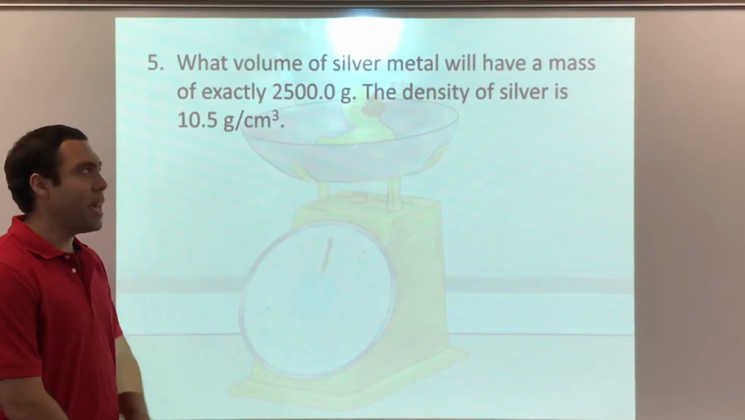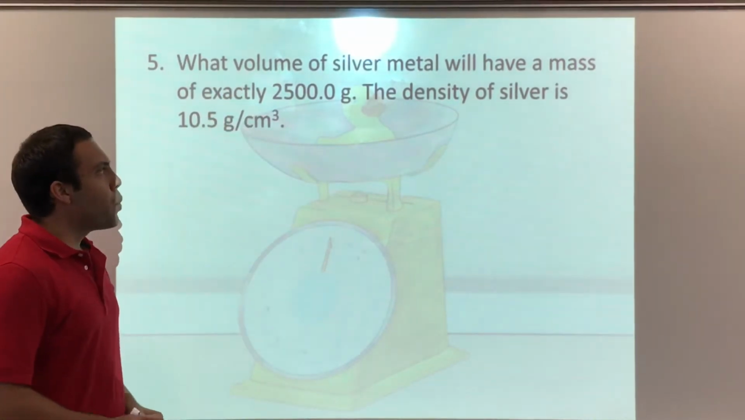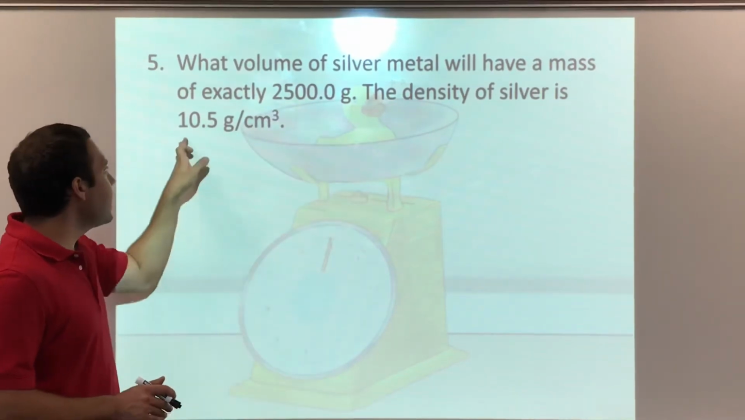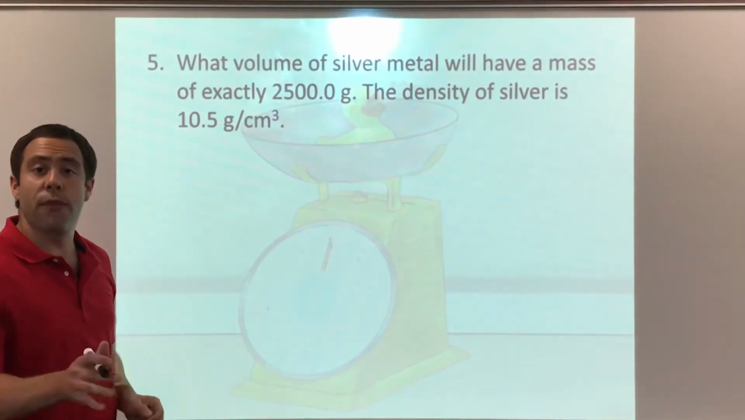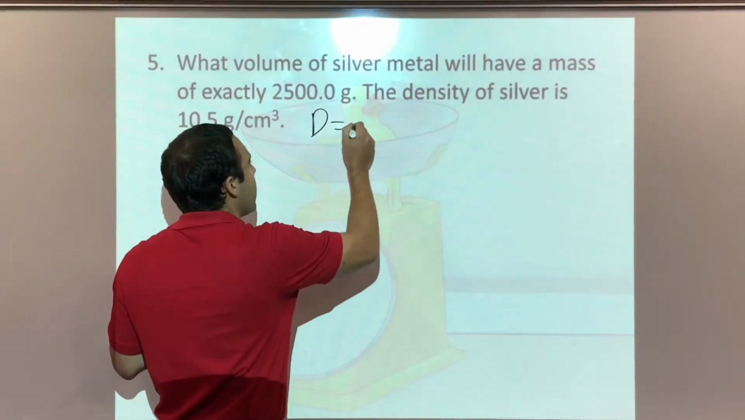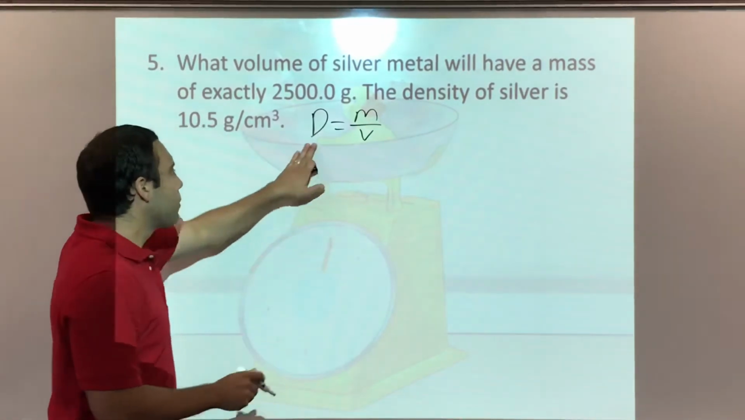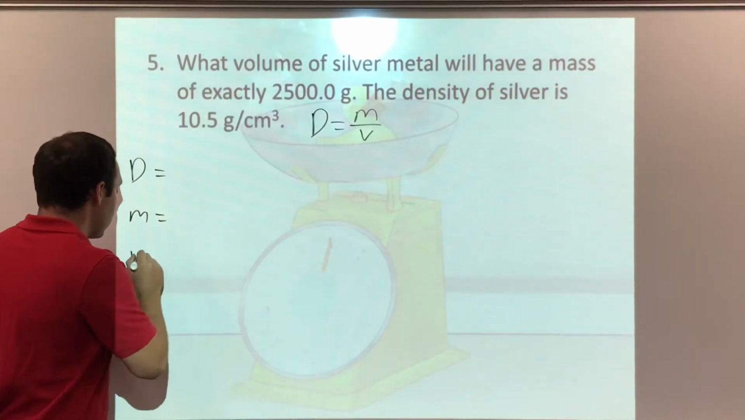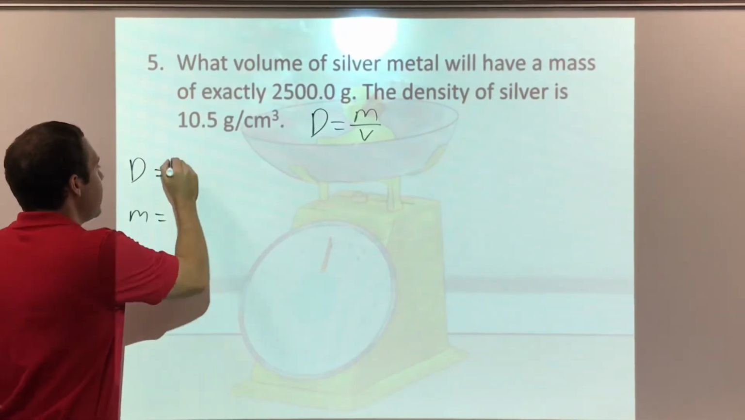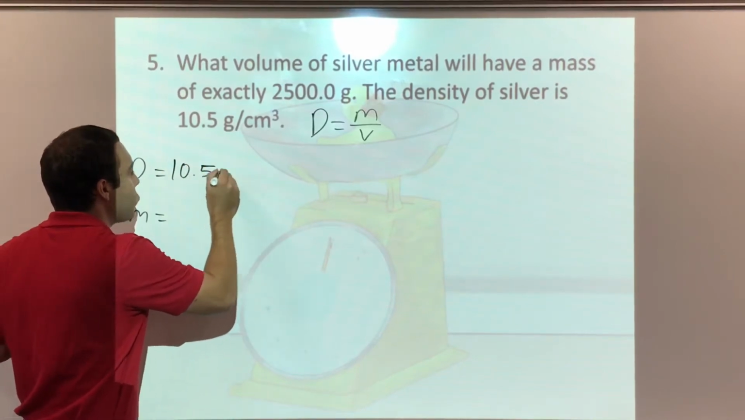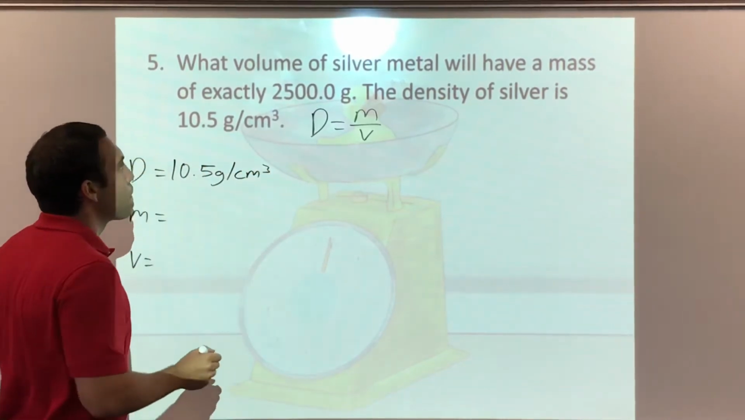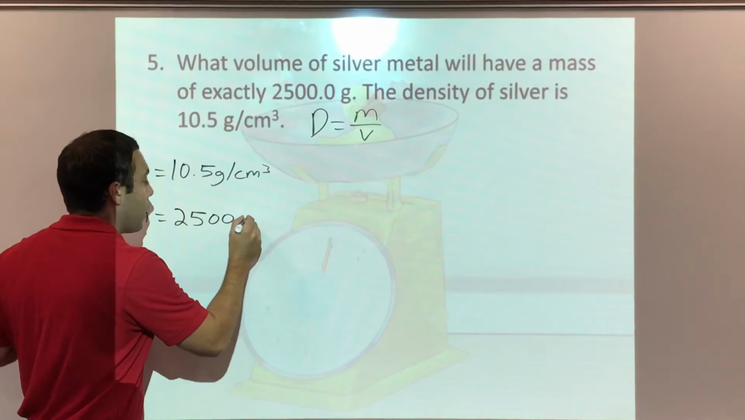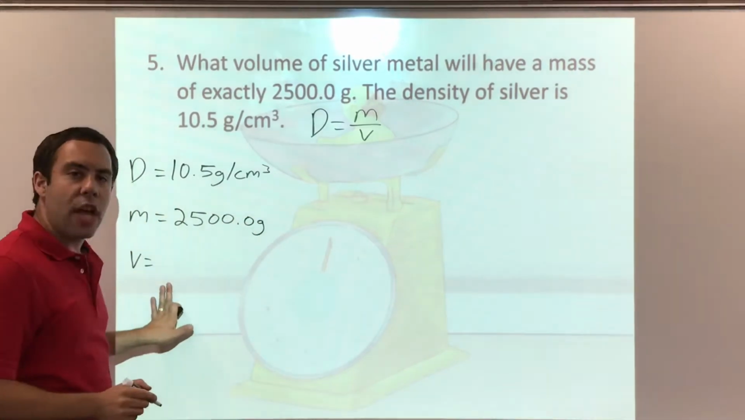Practice problem number 5 states, what volume of silver metal will have a mass of exactly 2,500 grams, and the density of silver is 10.5 grams per cubic centimeter? The first thing we do, as always, is write our formula. D equals M over V. And then our second step, we write our known and unknown values. The density of silver is 10.5 grams per cubic centimeter. The mass is 2,500.0 grams. And our volume is our unknown value.